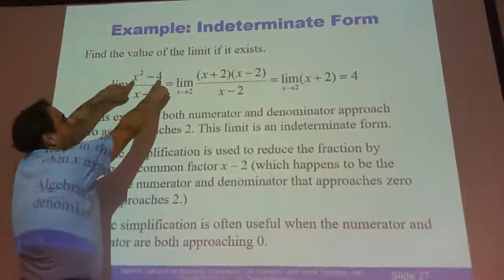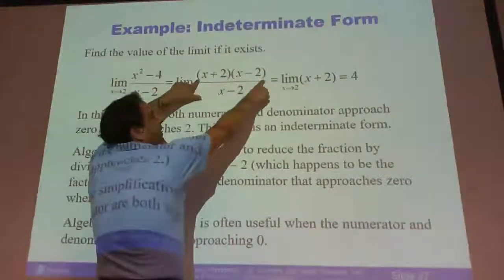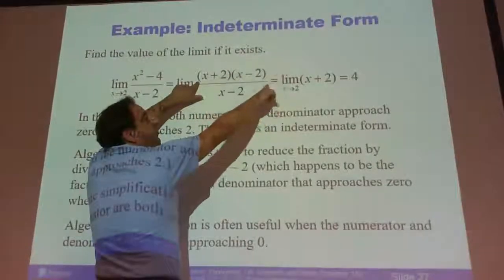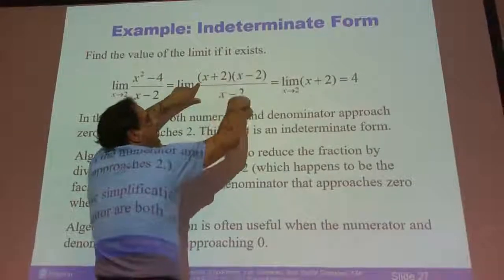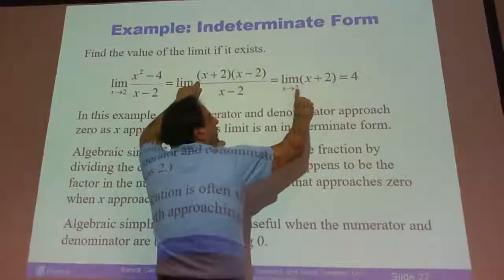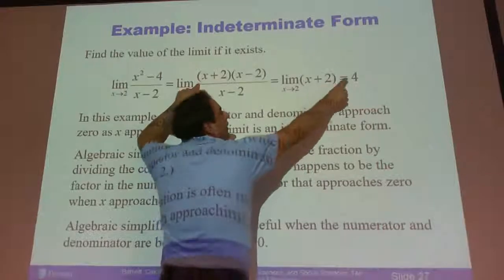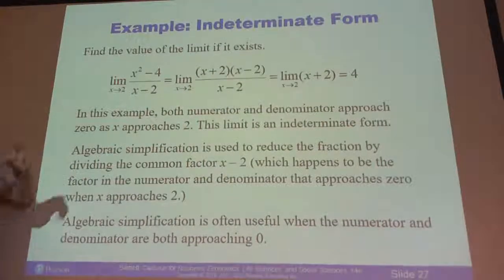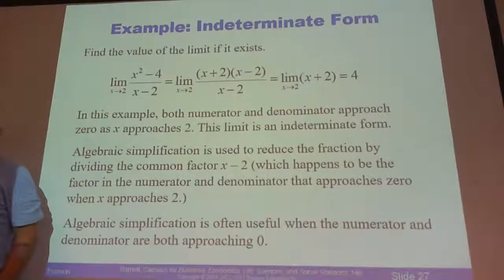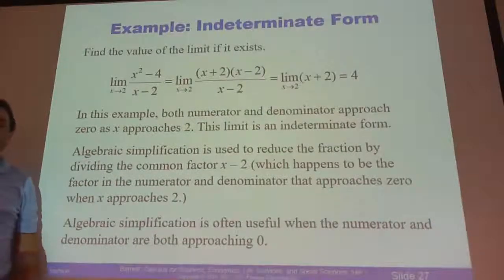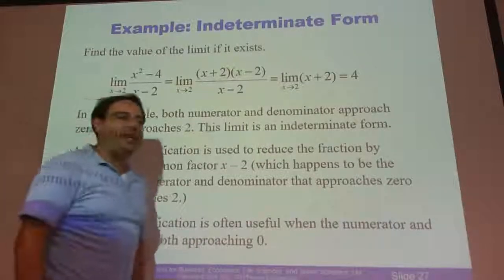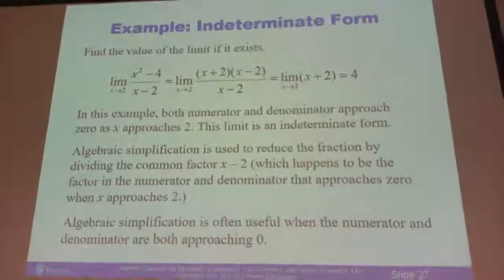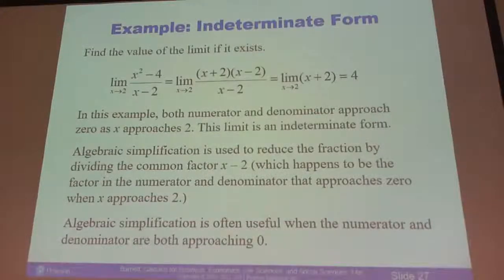X squared minus 4 factors to x plus 2 times x minus 2. I'm not teaching that, we covered it before. What happens to the x minus 2 over the x minus 2? They cancel, and we're left with x plus 2. Plug 2 in. What's 2 plus 2? 4. So all we're saying is, when you get 0 over 0, you can't stop. It may or may not exist. You have to take it a little bit further. That's called indeterminate. Most likely there's some algebra work to clean it up.